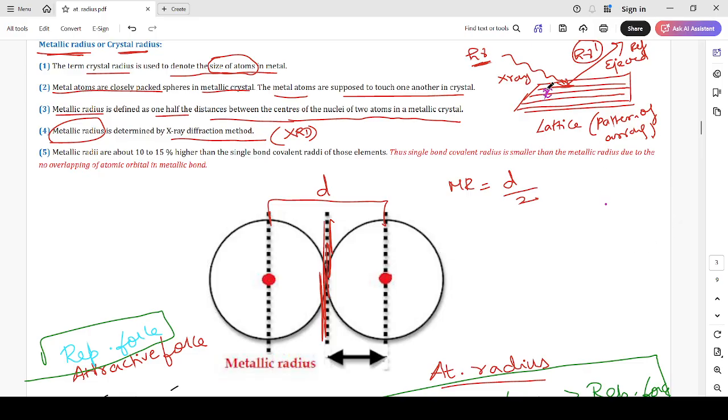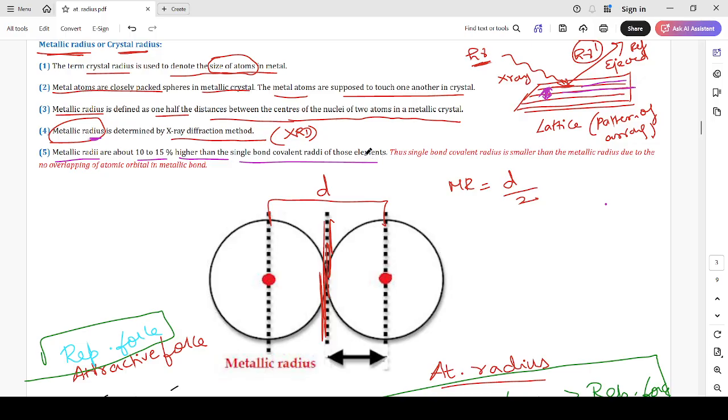interlattice distance. You can see two patterns are going. Between them, the distance can be found. Not just that, I will also be able to calculate the metallic radius by the XRD method. The metallic radius is about 10 to 15% higher than the single covalent bond radius of those elements.